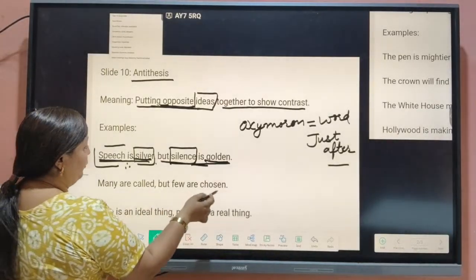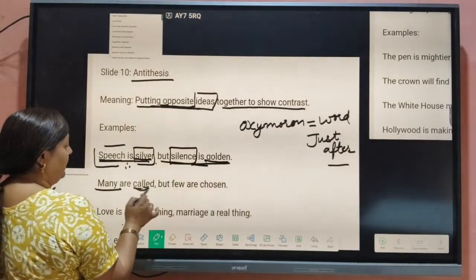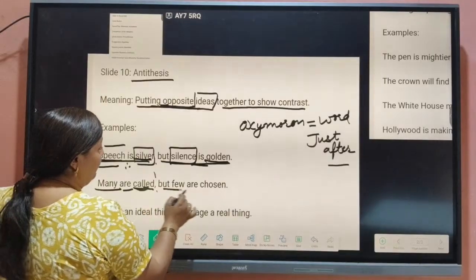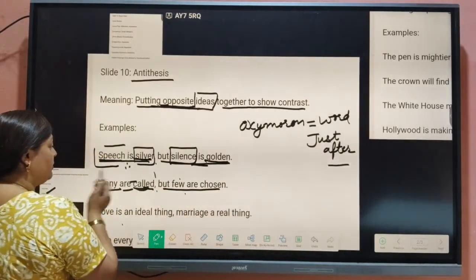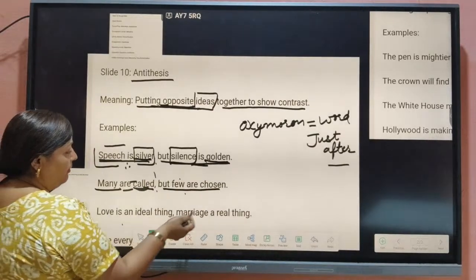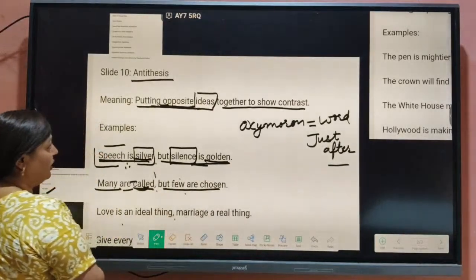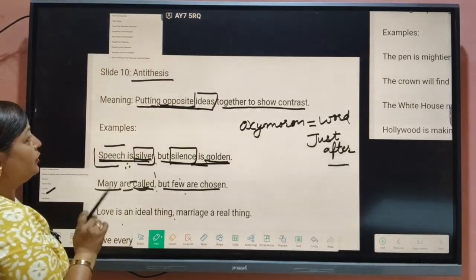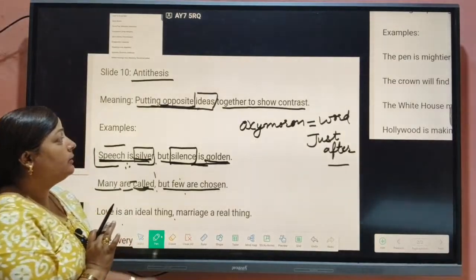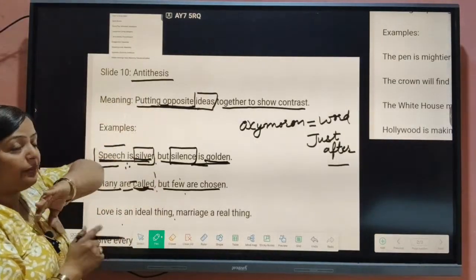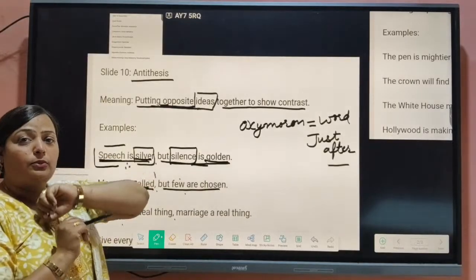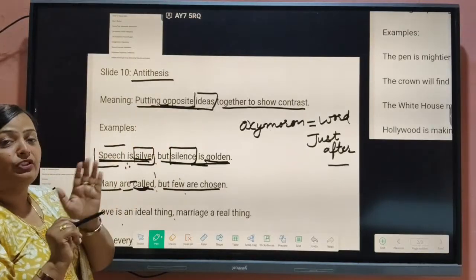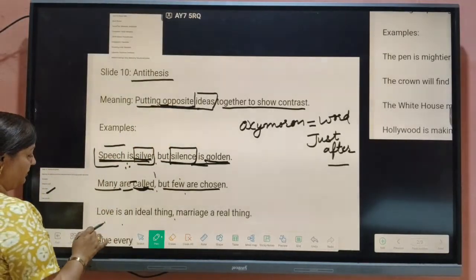Many are called but few are chosen. Here many are called is giving one idea, but few are chosen is the opposite. Love is an ideal thing, marriage is a real thing. Here also it is giving opposite ideas. That's why here is antithesis. You have to keep only this thing in your mind: the difference between antithesis and oxymoron. In oxymoron we always use opposite words, and in antithesis we always use opposite ideas. Only this is the main difference.